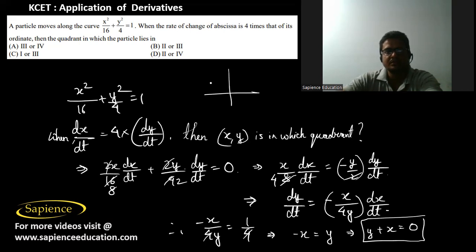So the graph will be like this, y is equal to minus x. So it should be either in the second quadrant or in the fourth quadrant. So option D is the correct answer.